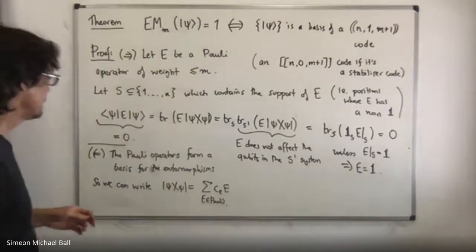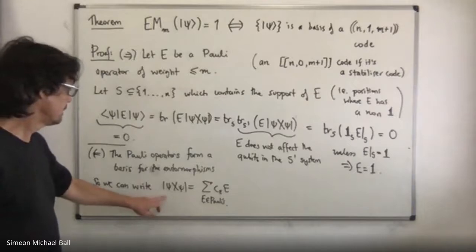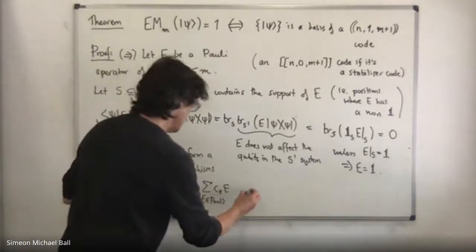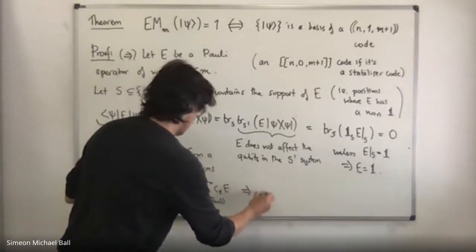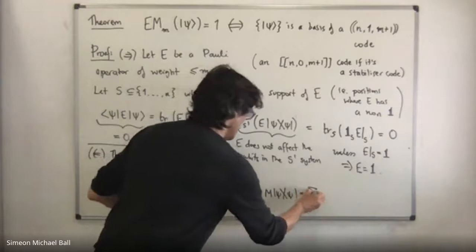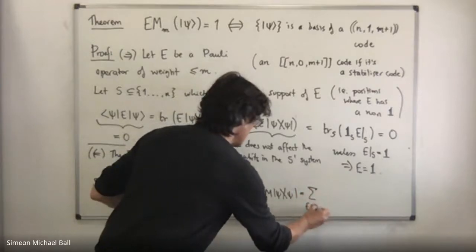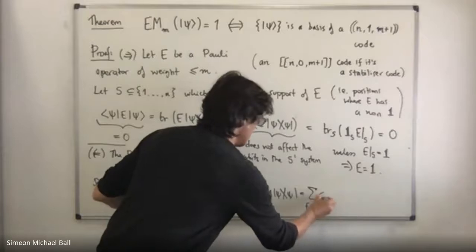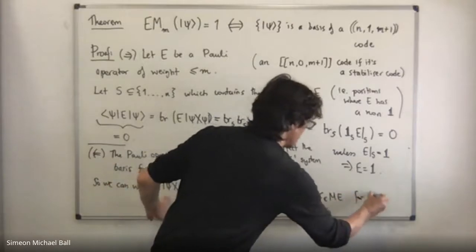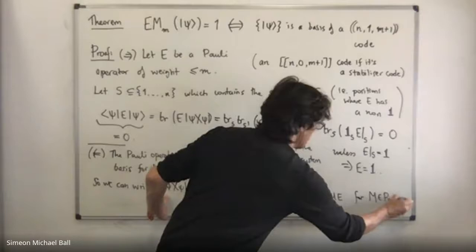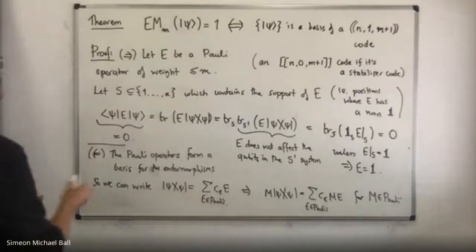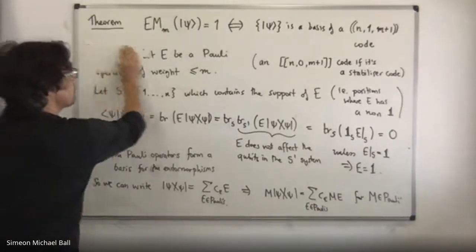And here we're going to use, but first we're going to try and calculate what this C_E is. So if we multiply by M, this implies that M is equal to the sum over Paulis of C_E times E M. Right, so let's think about what you want to prove.